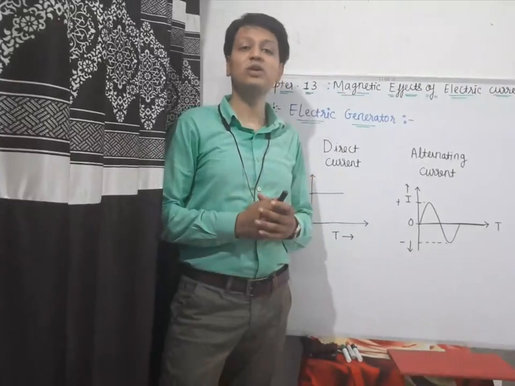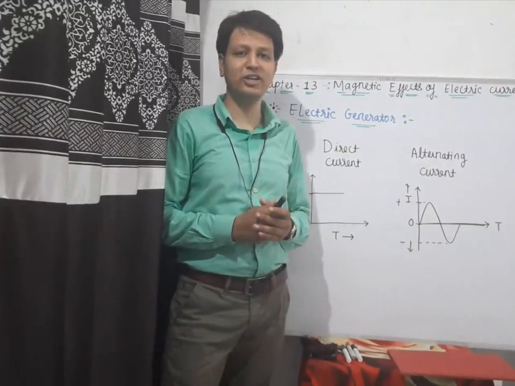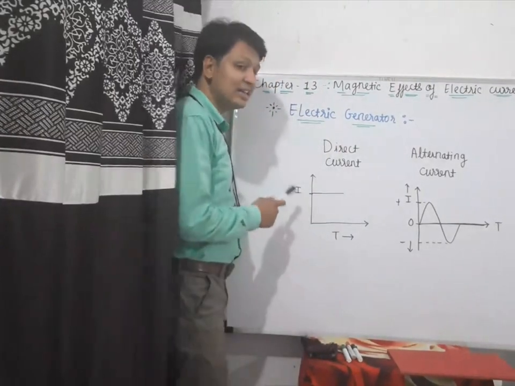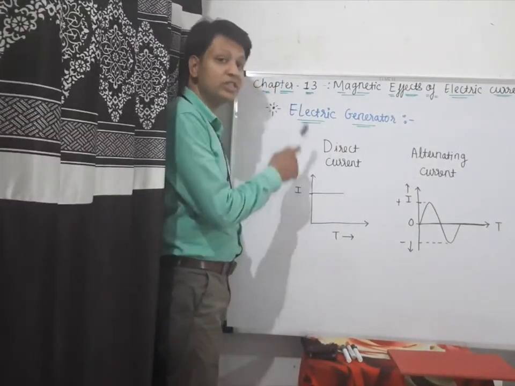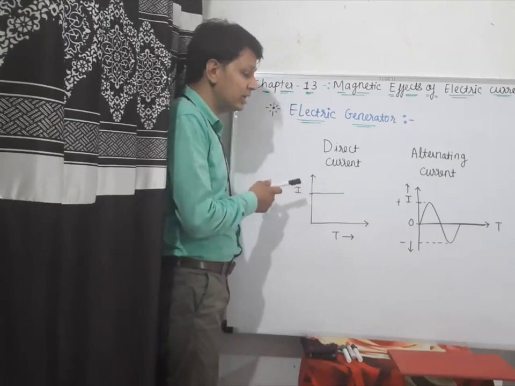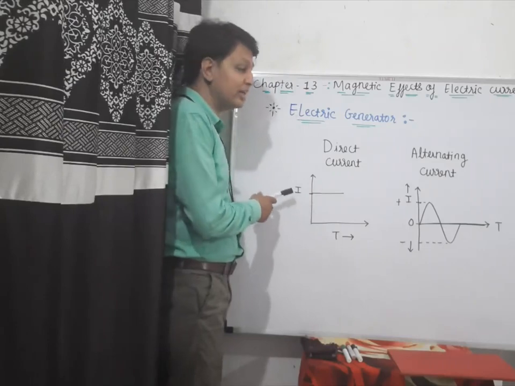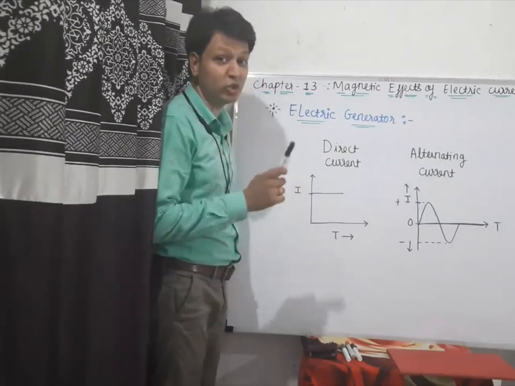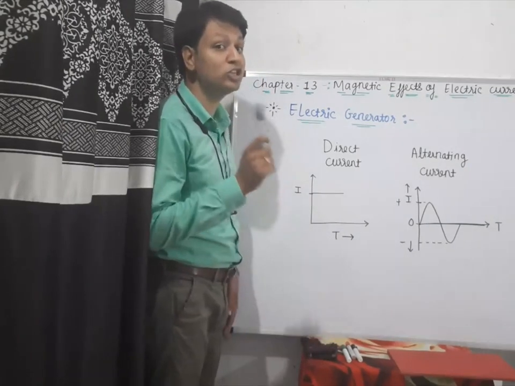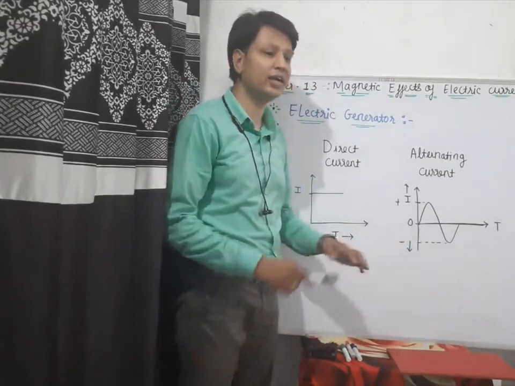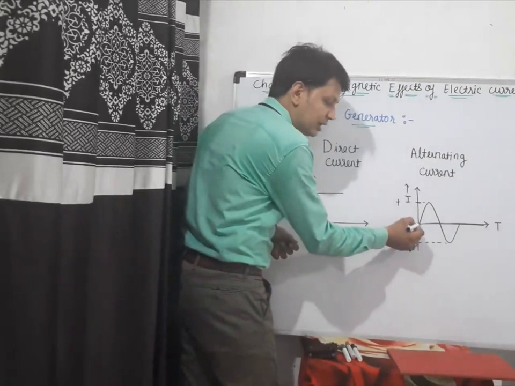So friends, as we have studied about electric generator, that is AC or DC, I can say that the current which is considered as direct current has some particular constant value and the direction is not changing, a unidirectional current with constant magnitude.